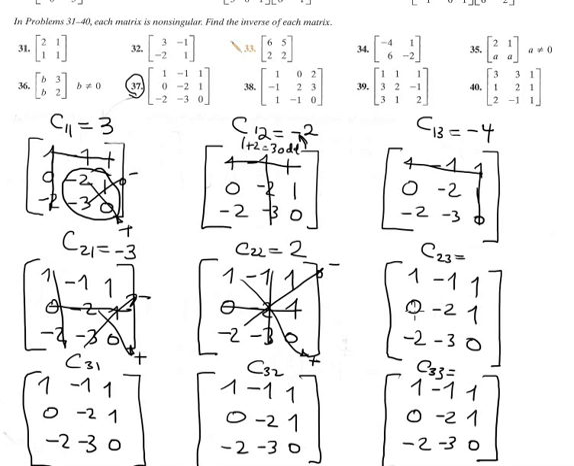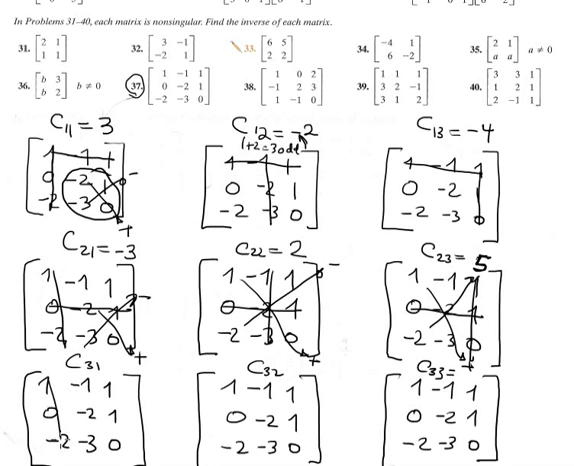And C23. C23 is 2, 3. 2, 3 here. We have the determinant is negative 3 and negative 2. So it's like negative 5, but according to the position is negative, so it is positive 5. Positive 5.